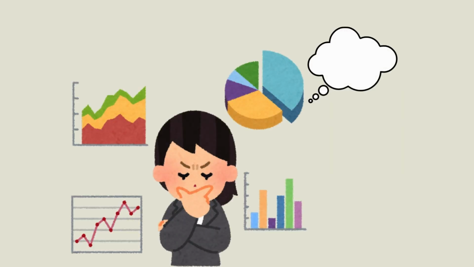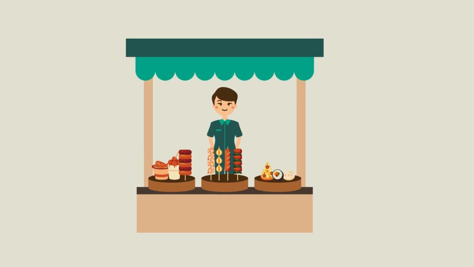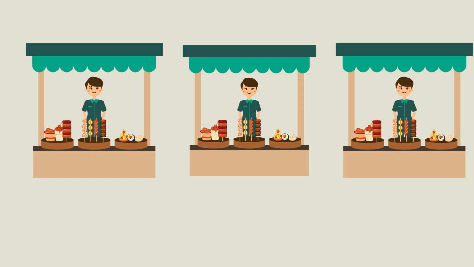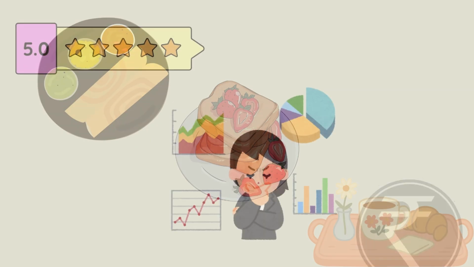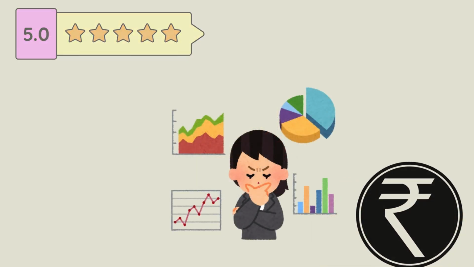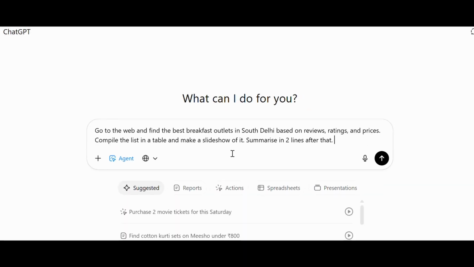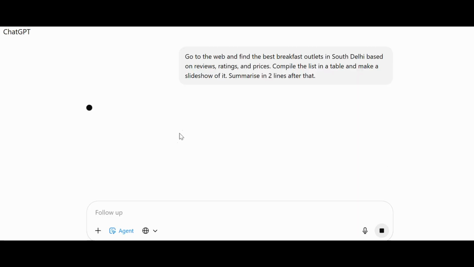For example, let's say as a manager of a food chain business, you want to expand in South Delhi and you want to figure out the best breakfast places based on the customer reviews and prices in the area. Let's see how ChatGPT agent can help us here. We go to ChatGPT/agent, give our prompt.